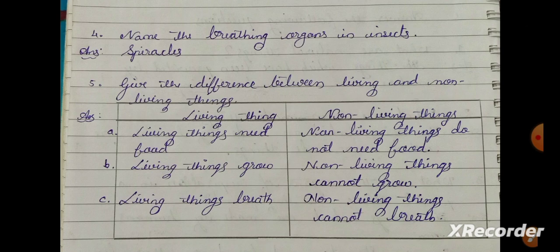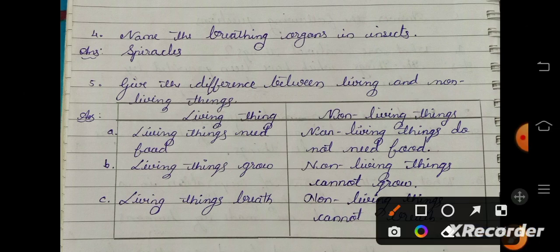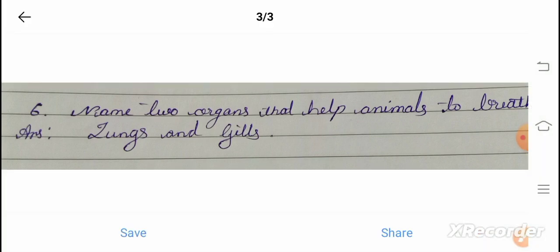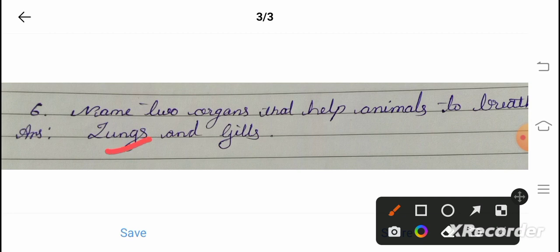Okay, name the breathing organs in insects. As you know, that is spiracles. And the difference between living and non-living things. Living things need food, whereas non-living things don't need food. Living things grow, non-living things cannot grow. Living things breathe, non-living things cannot breathe. Okay. And the last question is, name two organs that help animals to breathe. One is lungs and the other is gills. In humans we have lungs, whereas fish breathe with the help of gills. Okay, thank you children.